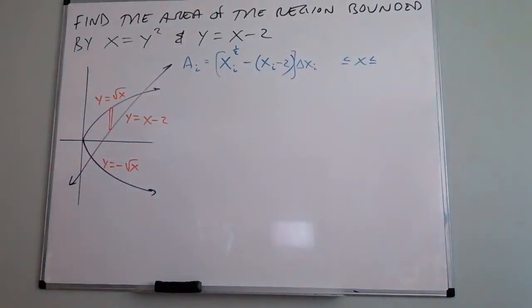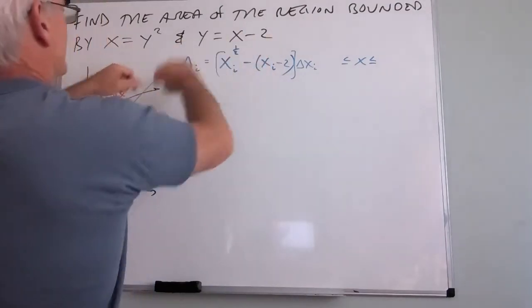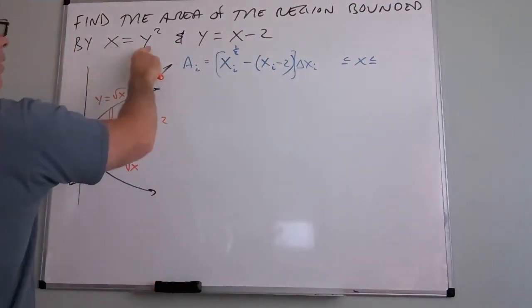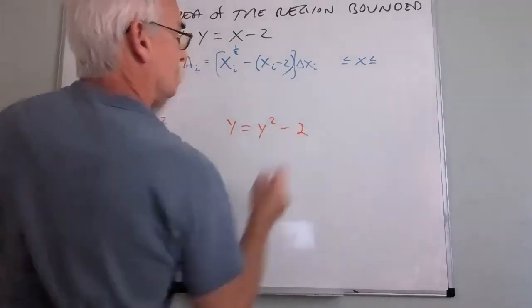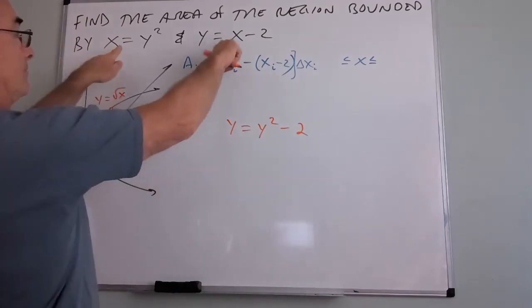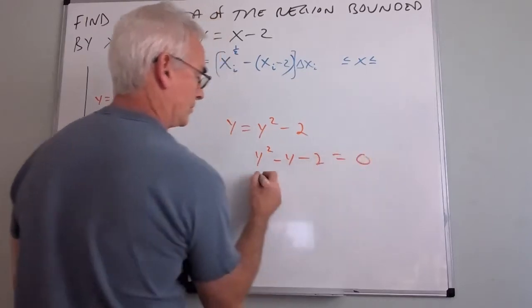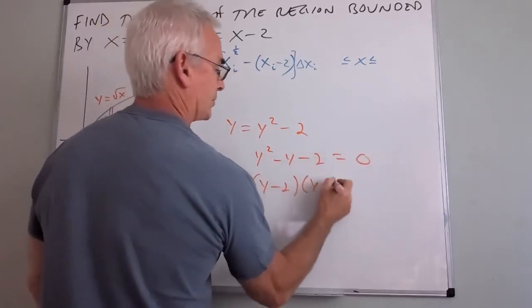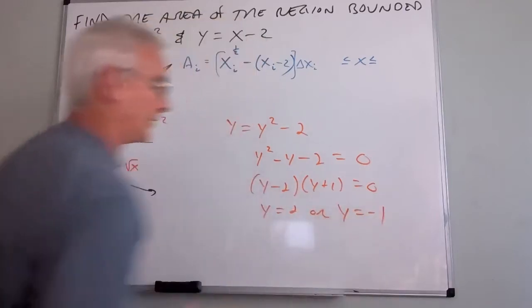Oh, we don't know. We have to find those intersections, don't we? Oh, boy. And by the way, rarely will you be told where things intersect. You've got to be able to find it algebraically. So I need to set these equal or do substitution. If x equals y squared, then I'm going to rewrite this as y equals y squared minus 2. I just substituted. So that's y squared minus y minus 2 equals 0. So (y minus 2)(y plus 1) is 0. So y is 2 or y is negative 1.